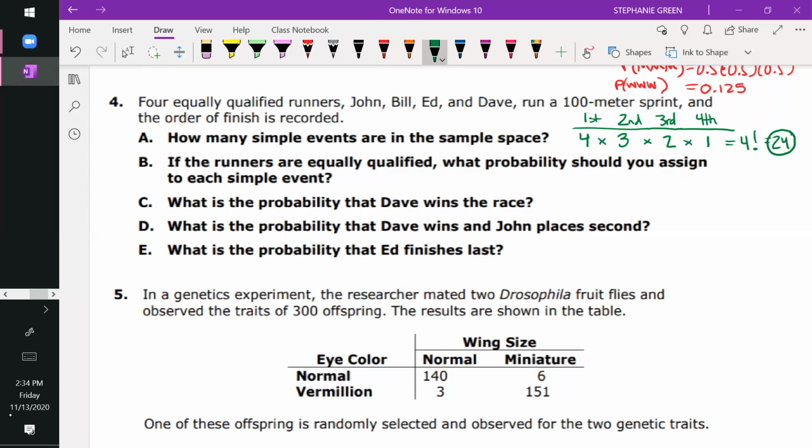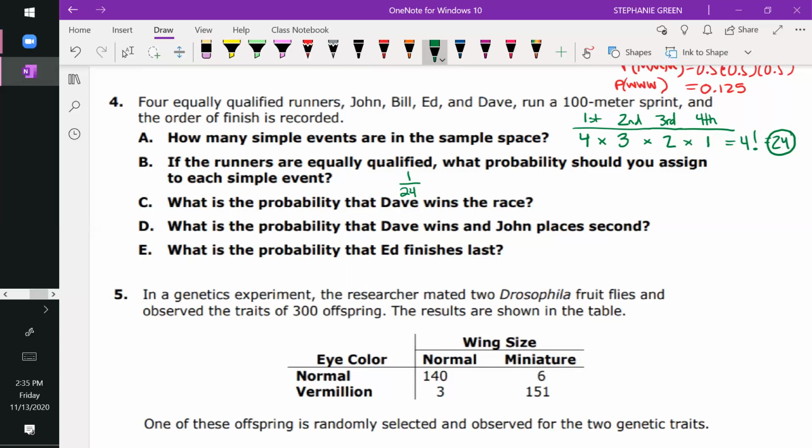Part B, if the runners are equally qualified, what probability should you assign to each simple event? Well, if they're all equally qualified, then the probability of them getting in any order is all going to be the same. So we would take 100% and divide it into 24, or 1 for probabilities, 100% of the decimal is 1 out of 24 possible permutations.